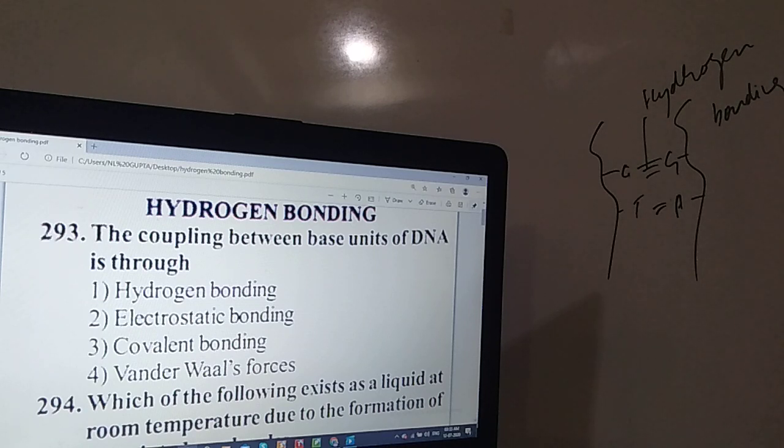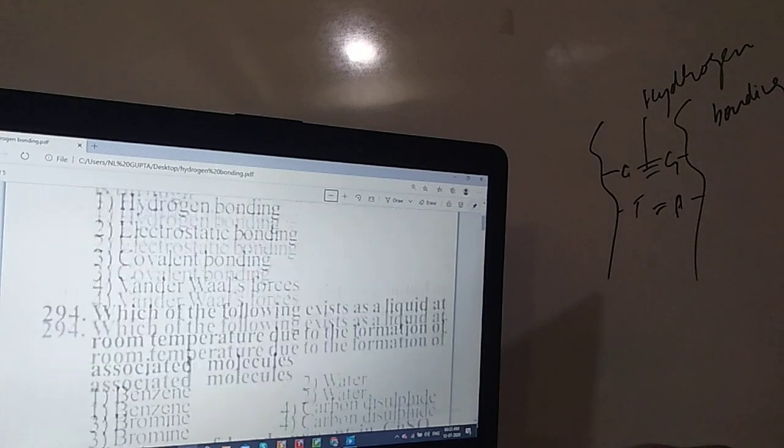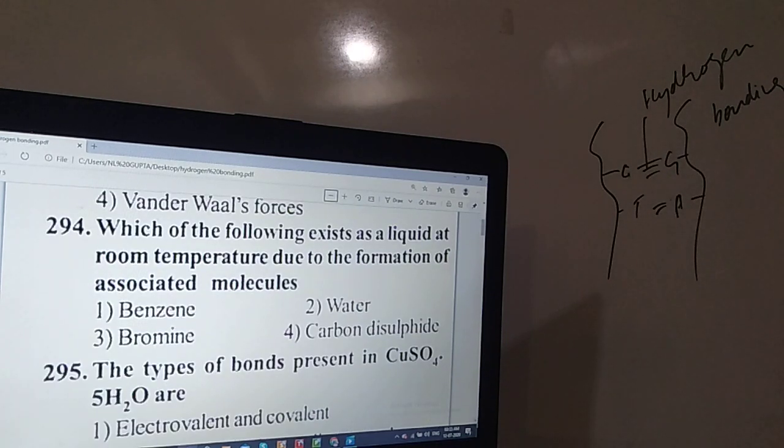Now let us move to question number 294 and read it out. The question is: which of the following exists as a liquid at room temperature due to the formation of associated molecules? Benzene is also a liquid, but this is not because of hydrogen bonding.